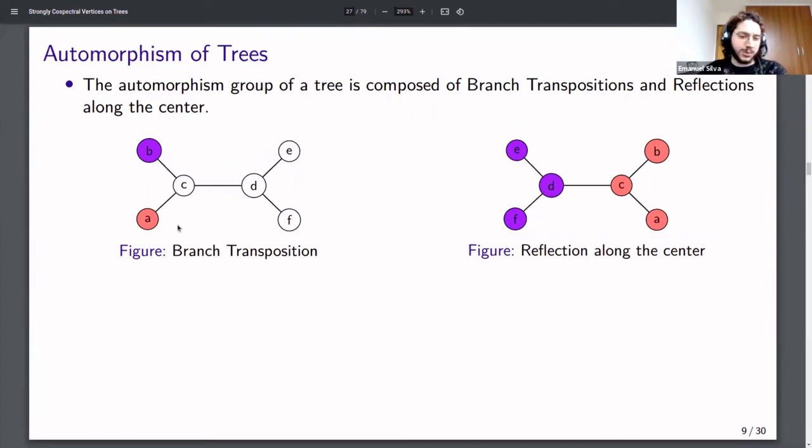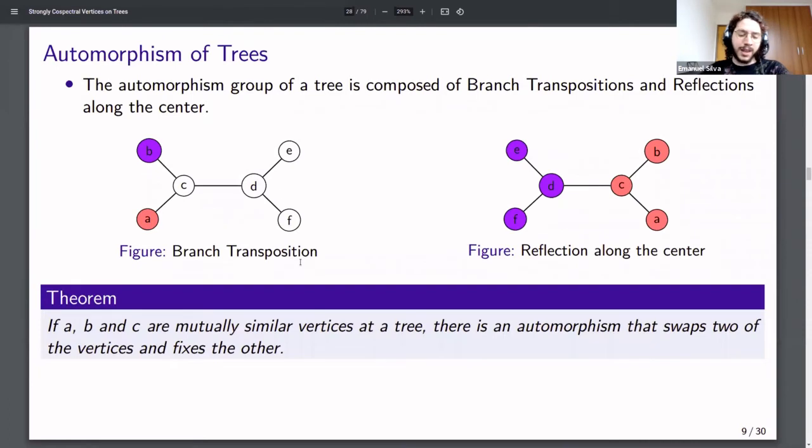And if you combine these two operations and think a little about three similar vertices in a tree, you end up realizing that if you have three mutually similar vertices A, B, and C, there is going to exist an automorphism that swaps two of the vertices and fixes the other one.